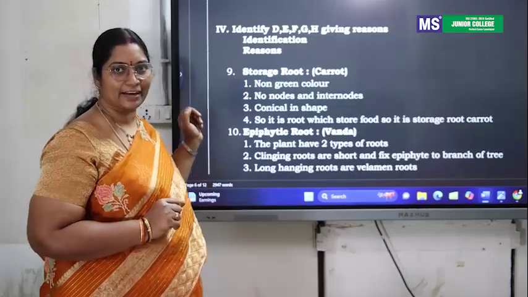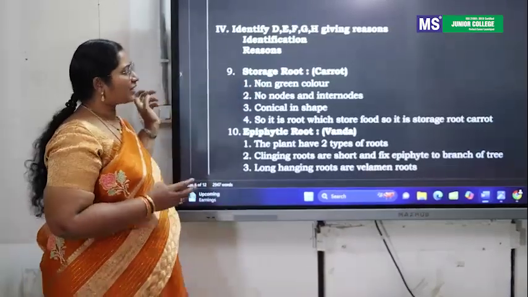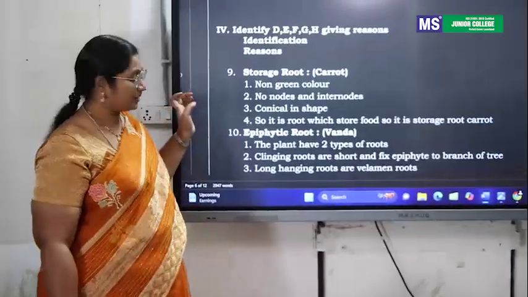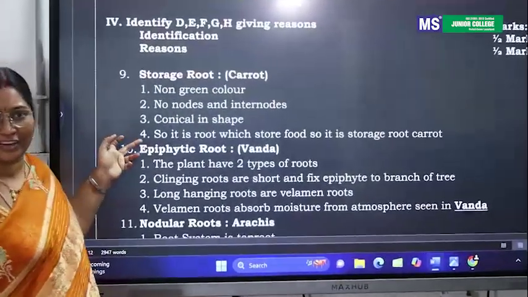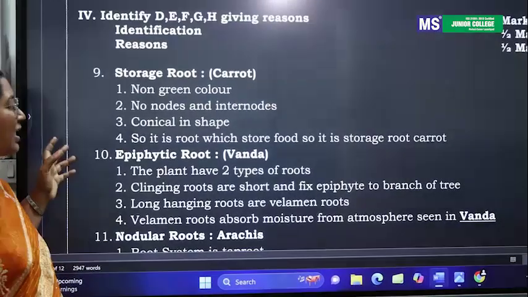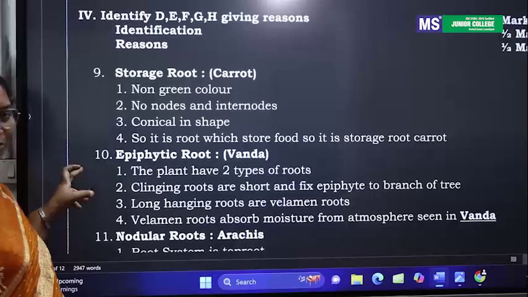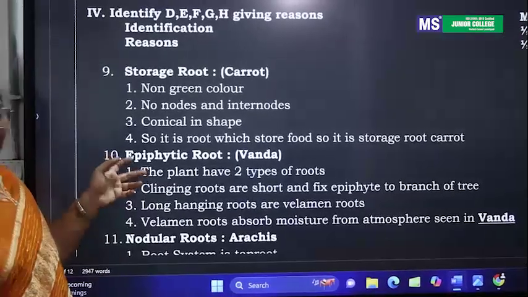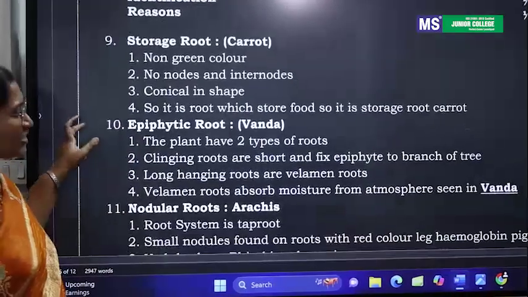Suppose they have given a carrot to you. By observing the color, it is not green, and here it does not have any nodes and internodes, so it is not a stem, and it is conical in shape. That is why you can confirm it stores food material, so it is a carrot.